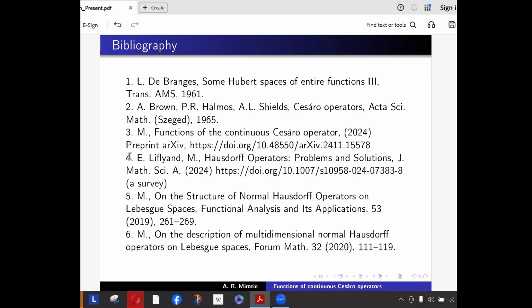The 13th item is the survey on the Hausdorff operators in the first two decades of our century. 5 and 6 are my papers on the general theory of normal Hausdorff operators, multidimensional, in L2 over the R to the power n.